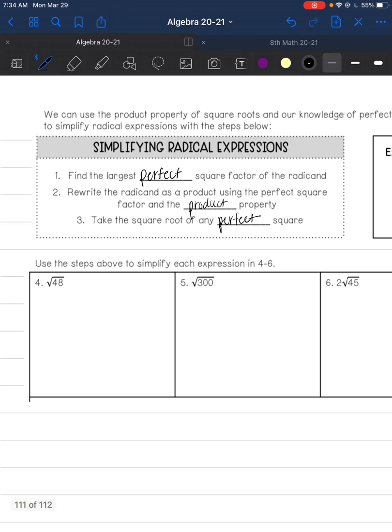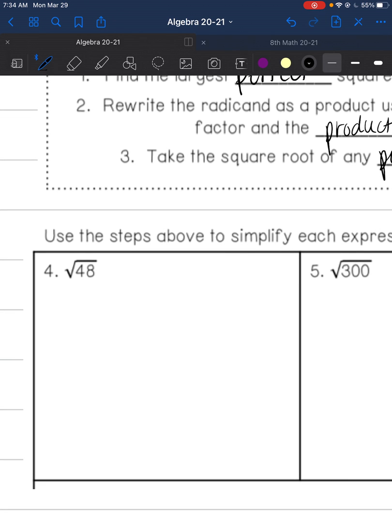So, looking at 48. We've got 1 and 48, 2 and 24, 3 times 16.